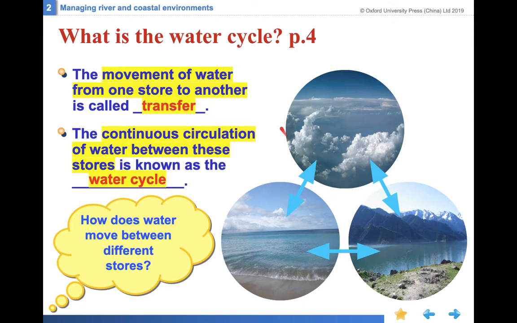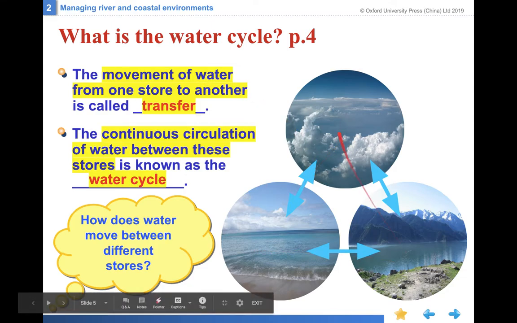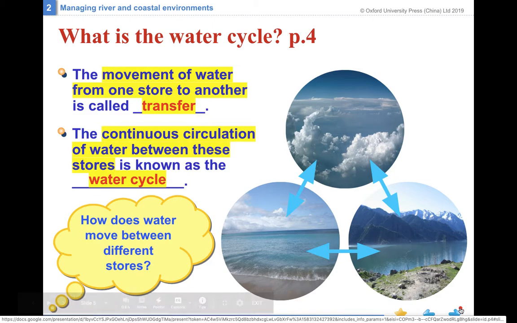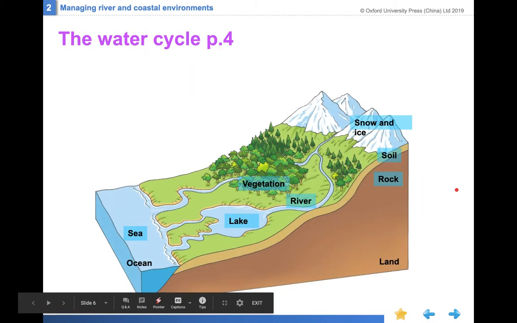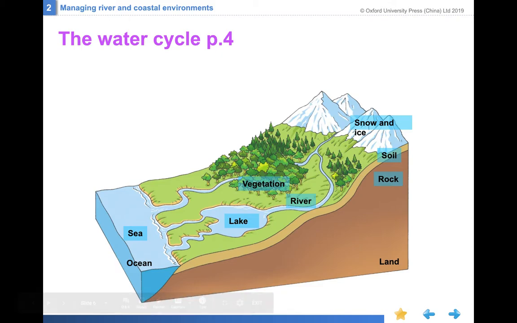So it sounds easy, the movement of the water, right? Does the water take the plane, take the ship, or take the bus to go to other stores? Or are there other natural methods? So let's take a look at page 4. There is a very clear diagram with a lot of words on it. So let's go through it one by one.